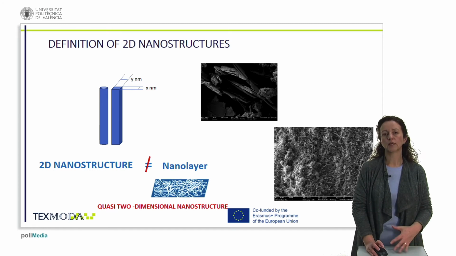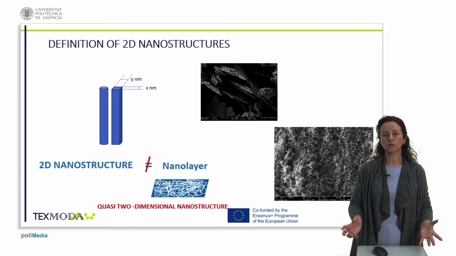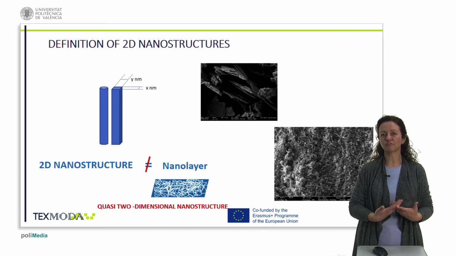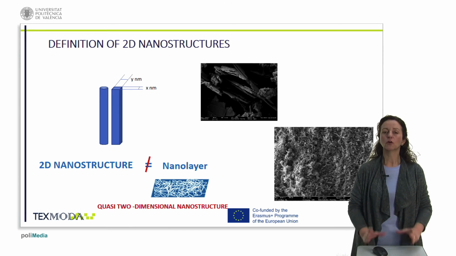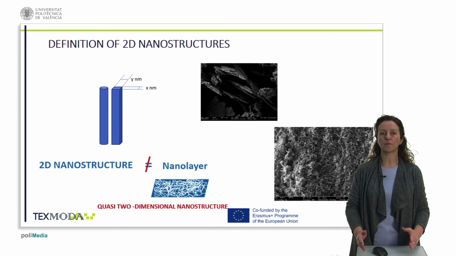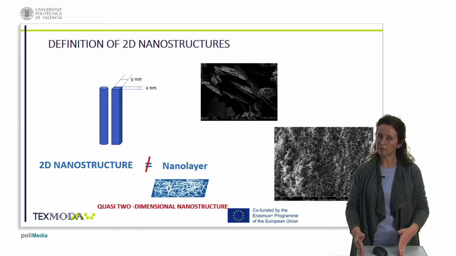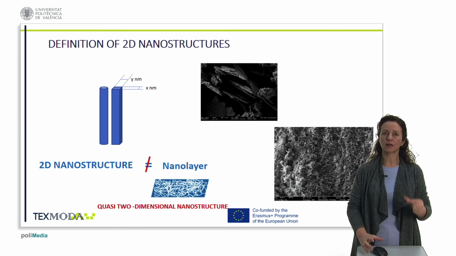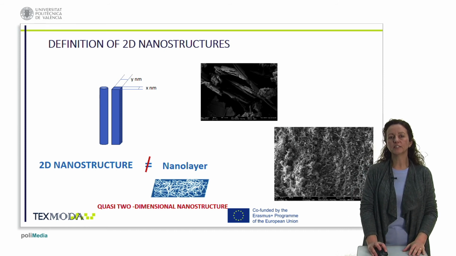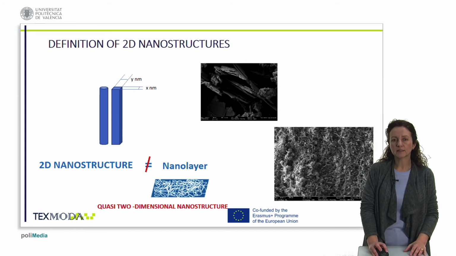Some authors also use quasi-2-dimensional nanostructures. We have a bit of misunderstanding on the classification, but what is true is that if we define nanostructures by the measurement of the structure, we have 1-dimension nanostructures or 2-dimension nanostructures which are nanometric. So in this case, what we are talking about is that the nanometric dimensions are 2, in this case X and Y.